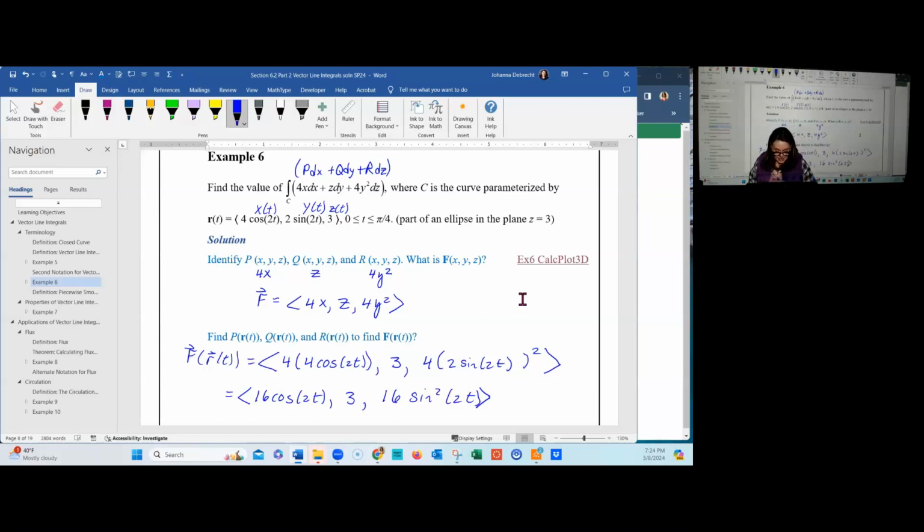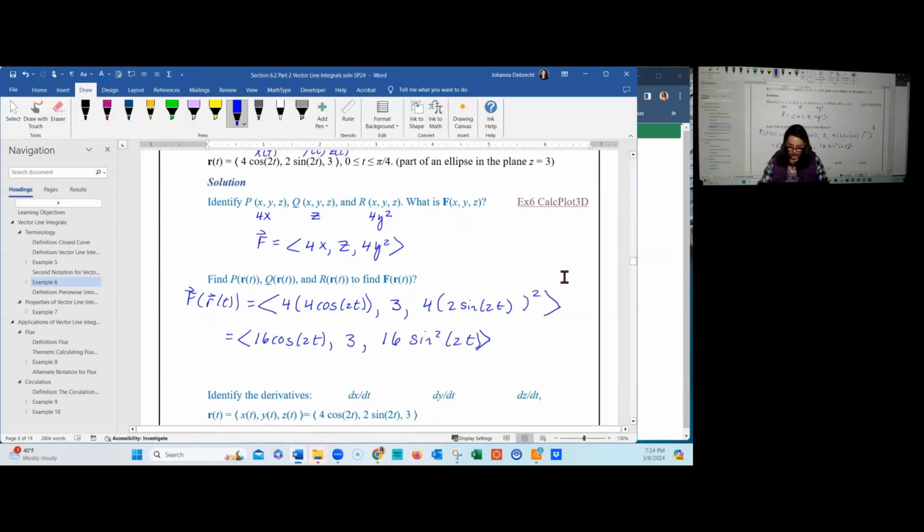This means that we now have p of r of t, q of r of t, and r of r of t, where p of r of t is 16 cosine of 2t, q of r of t is 3, and capital R of r of t is equal to 16 sine squared of 2t.